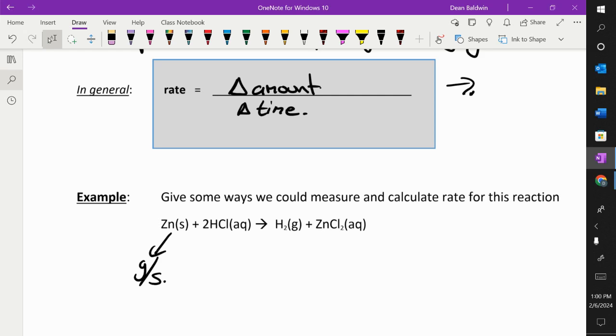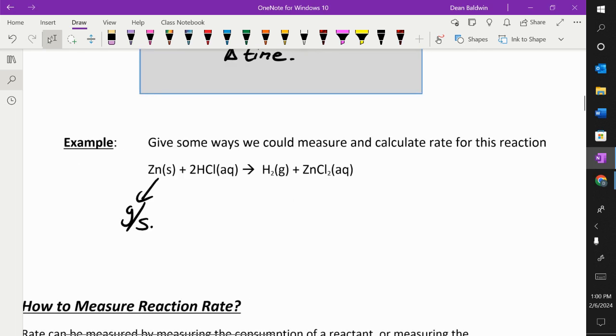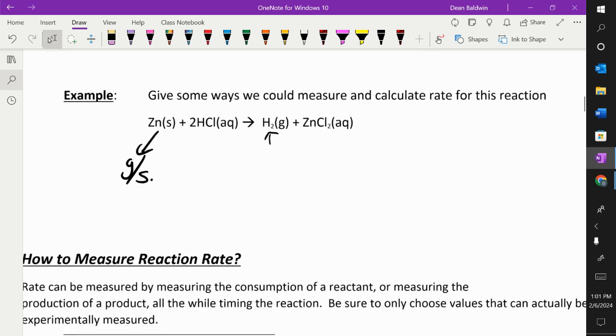What else could you measure here? Let's look at this one. Gas is being produced. So you could measure how much gas is produced in liters. Liters per second or whatever. Liters per hour, I don't really care. So if you have a gas, you could measure it in liters per second.